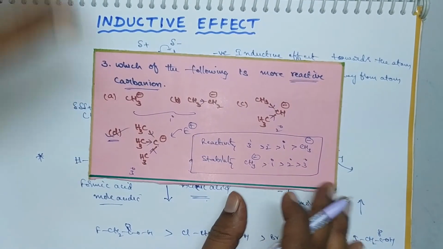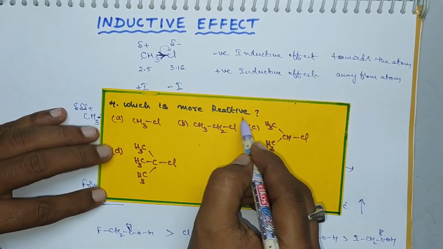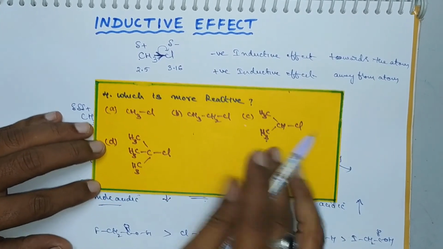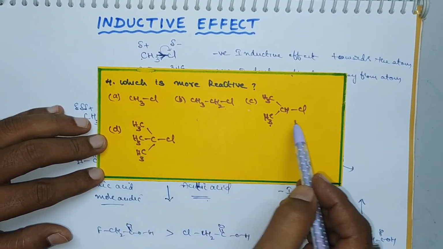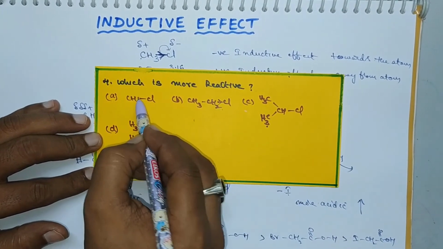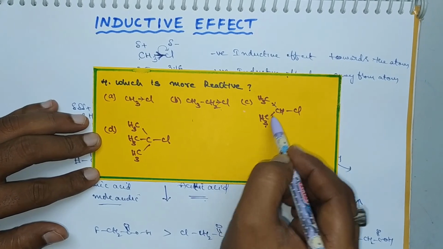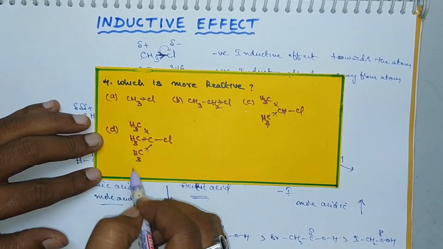Okay, and next one, which of the following is more reactive? Here all are alkyl halides. So here we have the ethyl group, methyl group, isopropyl group, and tertiary butyl group. Here 3 plus-effect groups are there.